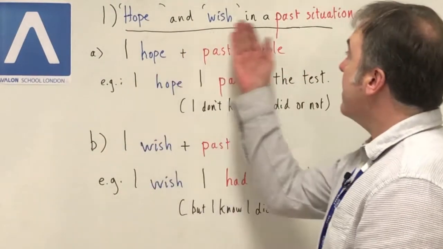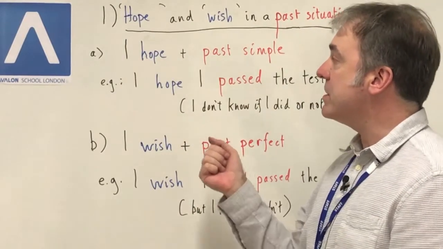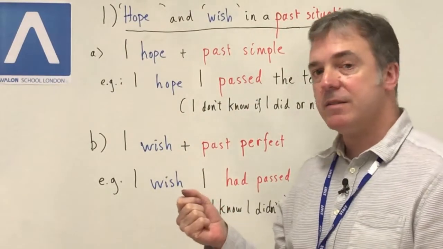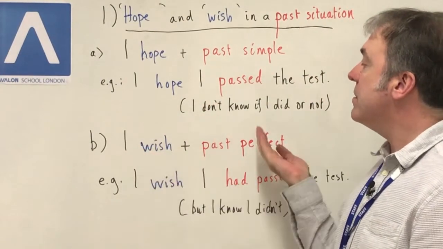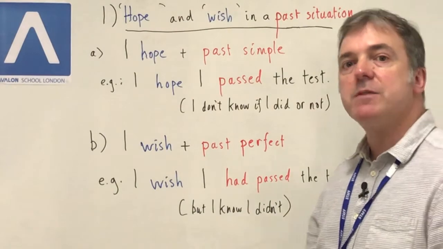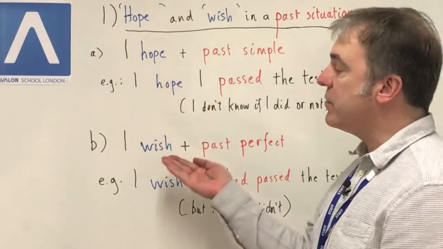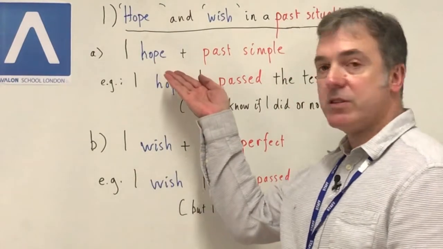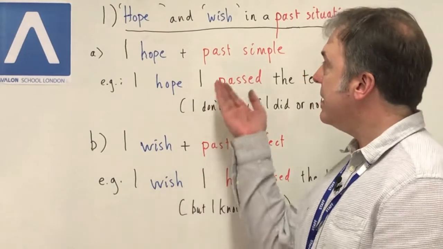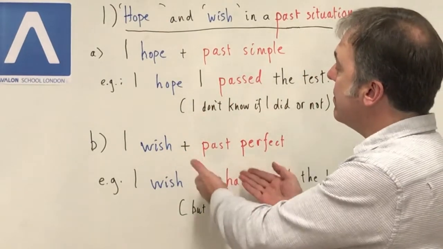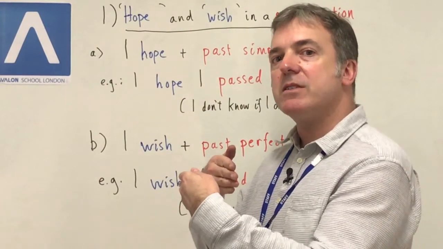So, in a past situation, for hope, we use hope plus past simple. I hope I passed the test. It's a possibility. For wish, we use wish plus past perfect. But again, see how the difference between hope and wish is between possible, possibility, and impossible, impossibility. And how the grammar, the verb is put one step back into the past.